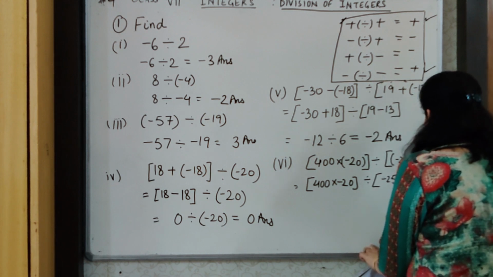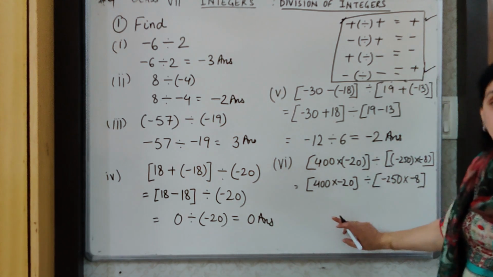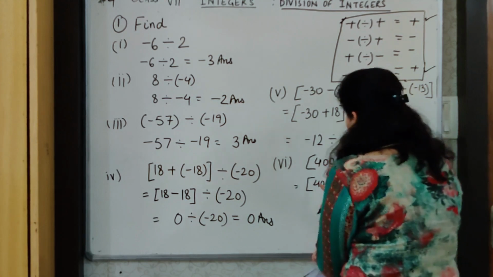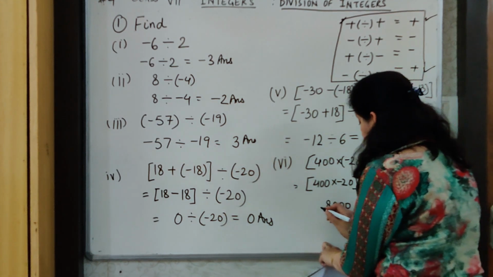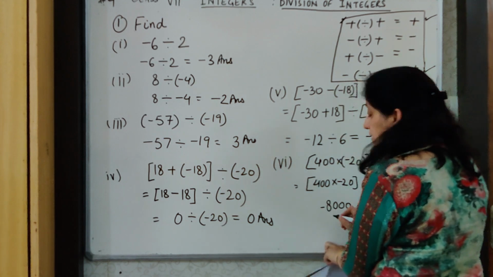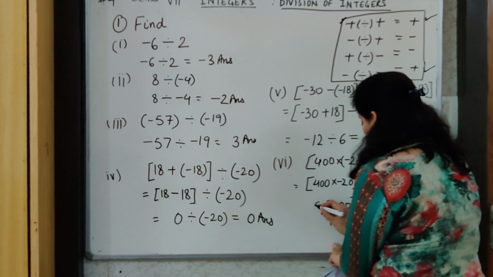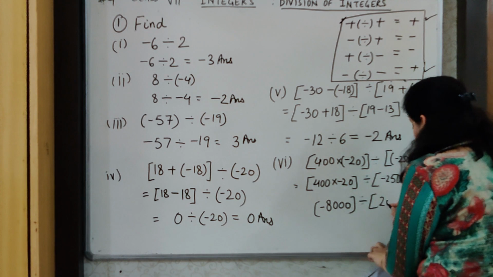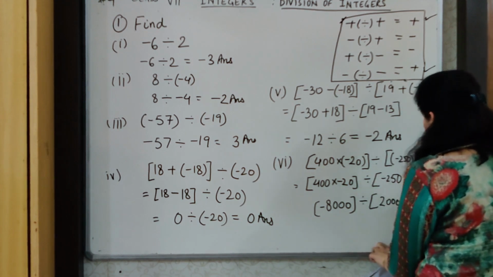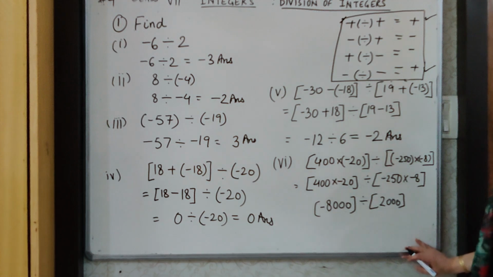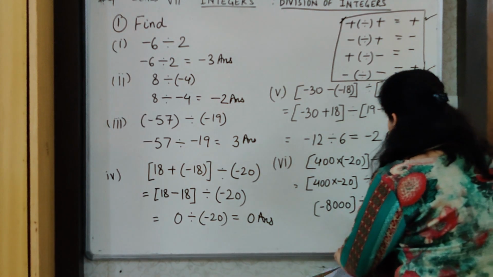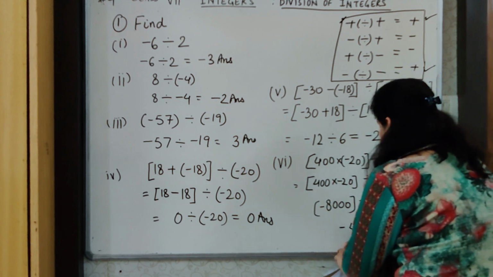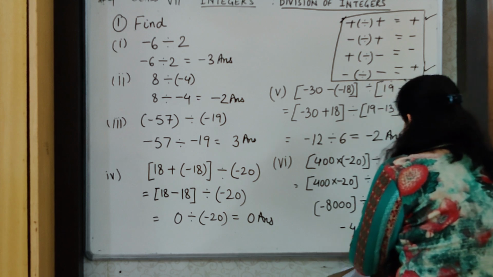400 into 20 is 8000, and one is plus, one is minus, so in multiplication also opposite signs give me minus. Then we have divided by 250 into 8, which is 2000, and minus into minus is plus, so this remains plus 2000. 8,000 divided by 2,000 gives me 4. One is minus, one is plus, so I get minus 4 as the answer.